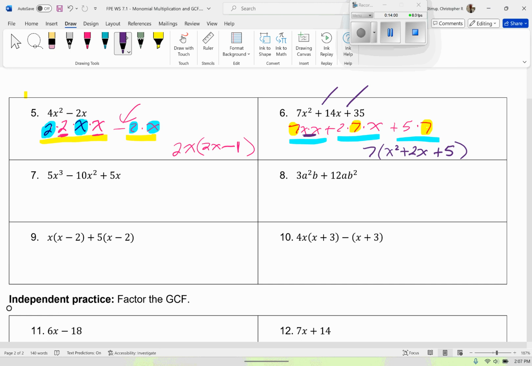All right. Take a look at number 7. Take an honest look. What does it look like I could break everything down to? Like, what would that break down to into its smallest parts? 5x times x times x. Agree? Minus, what does 10 break down to? 2 times 5. What does x squared break down to? x times x. And then plus 5. I'm just showing you, this is what we're basically doing. You get to a point where you start doing it in your head a little bit.